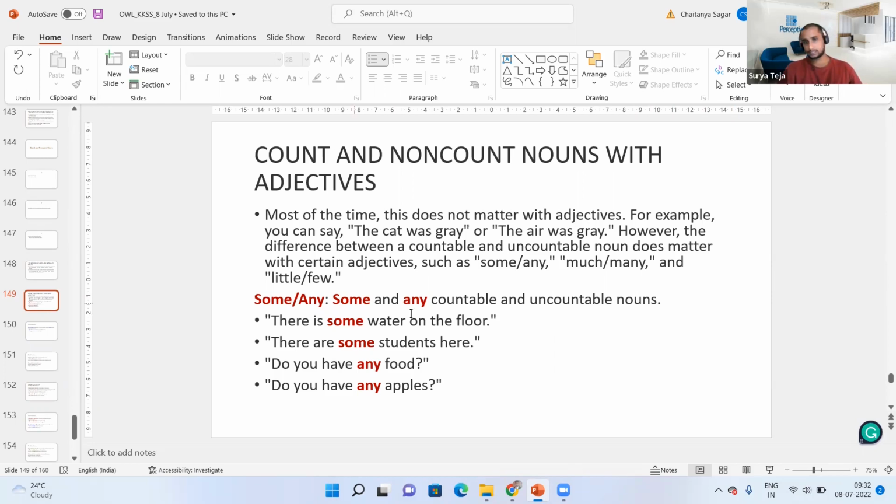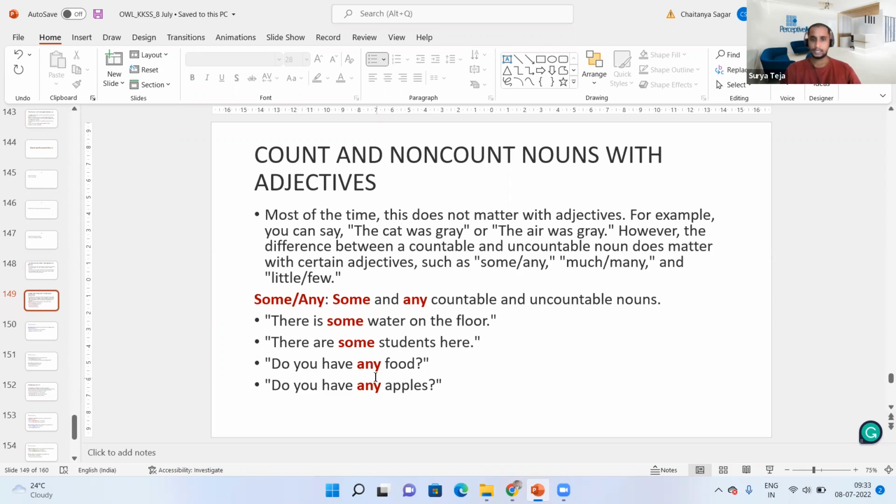We'll see the first one, some or any. Some or any are actually used for both countable and non-countable nouns. If you see here, there is some water on the floor. There are some students here. We can say there are some students here in this class. It is still relevant in this case. So some is an adjective, and students or water is the noun. Here, water is an uncountable noun, and some is used with it. And in certain cases, for countable nouns like students also, some becomes relevant.